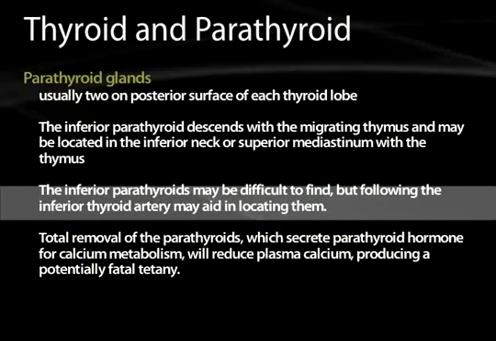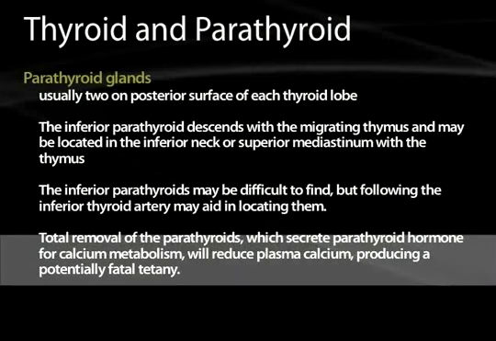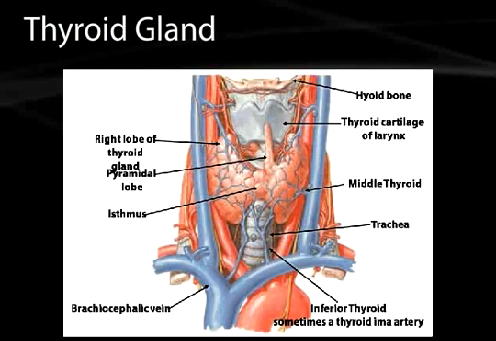In surgical removal of the parathyroids, they can be very difficult to find, but you can typically find them by following the inferior thyroid artery. Total removal of the parathyroids, which secrete parathyroid hormone for calcium metabolism, will reduce plasma calcium and have a potentially fatal tetany effect. Here you can see the thyroid gland with its vascular supply and its venous drainage. You can see the pyramidal lobe as well, crossed with the isthmus, which will connect the two lobes.